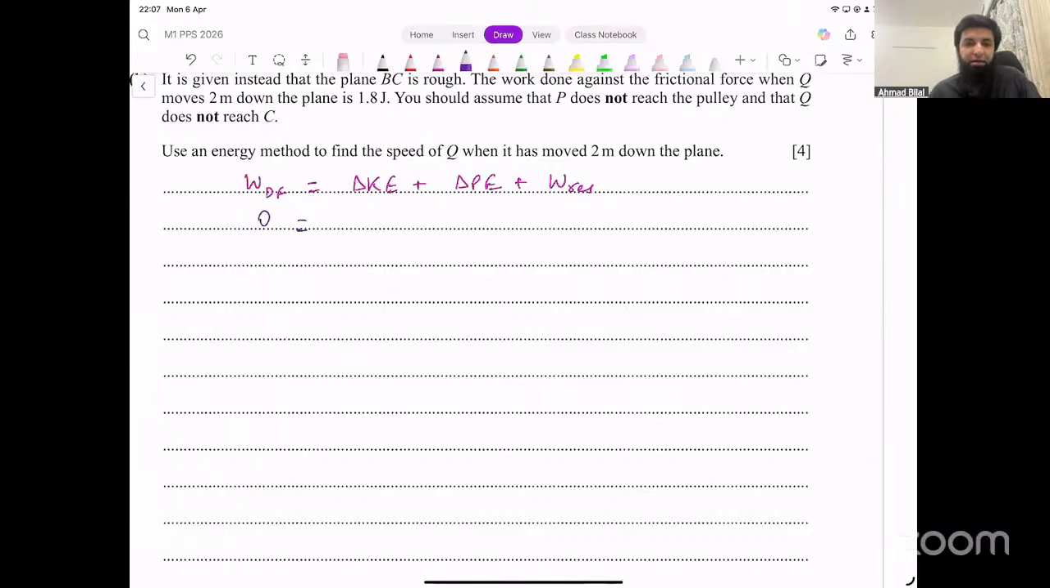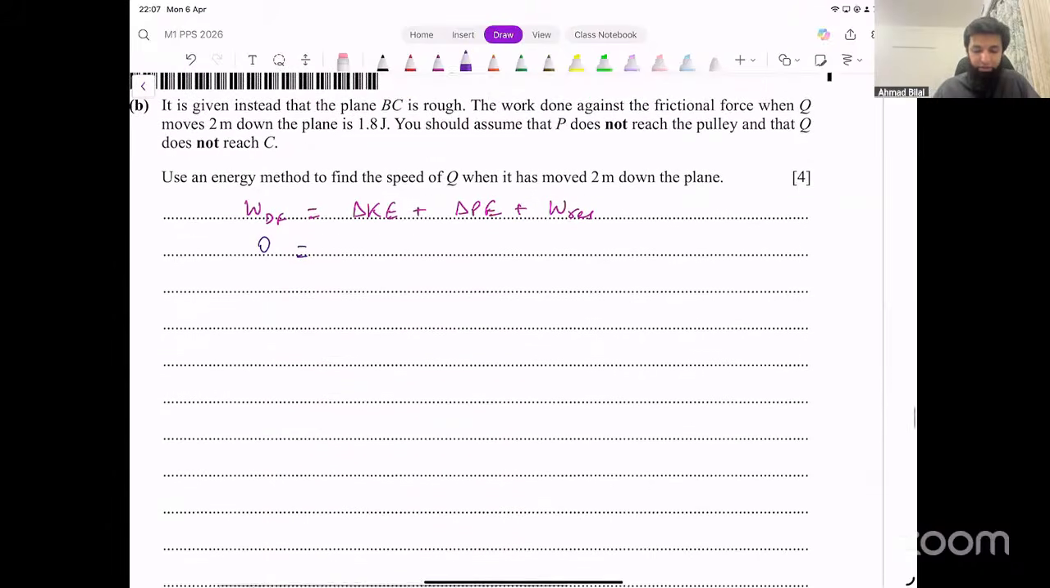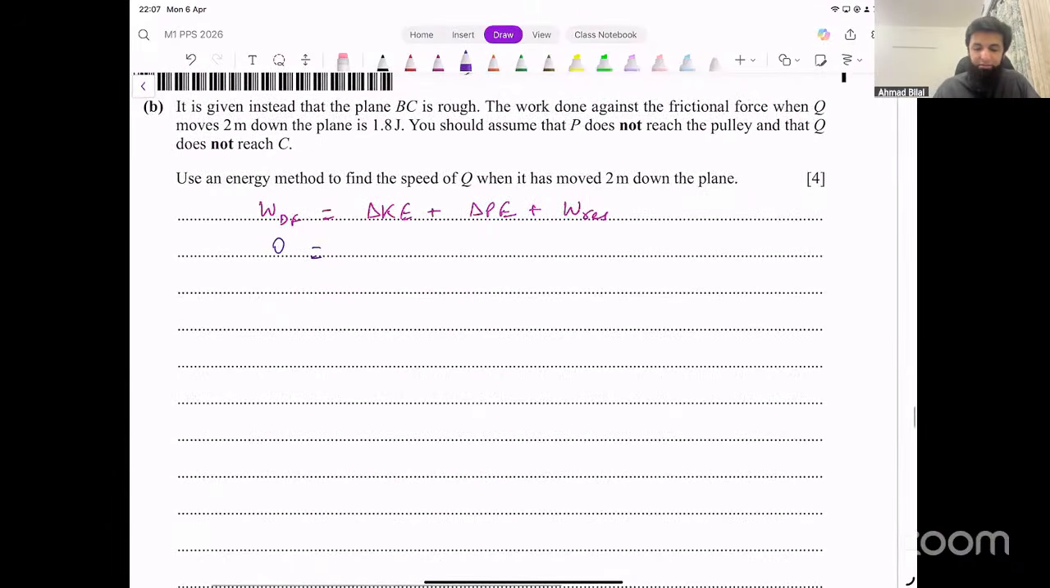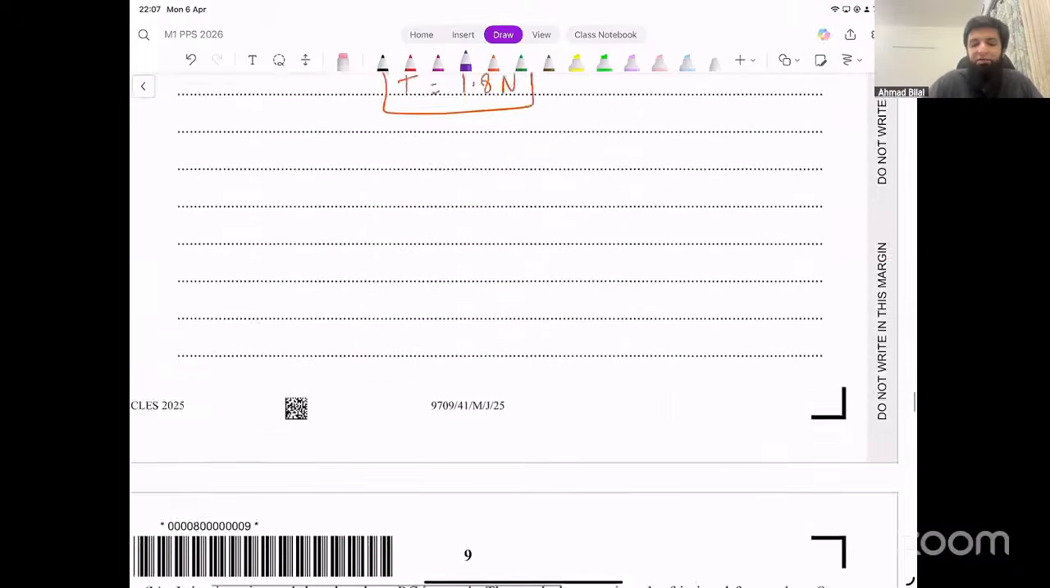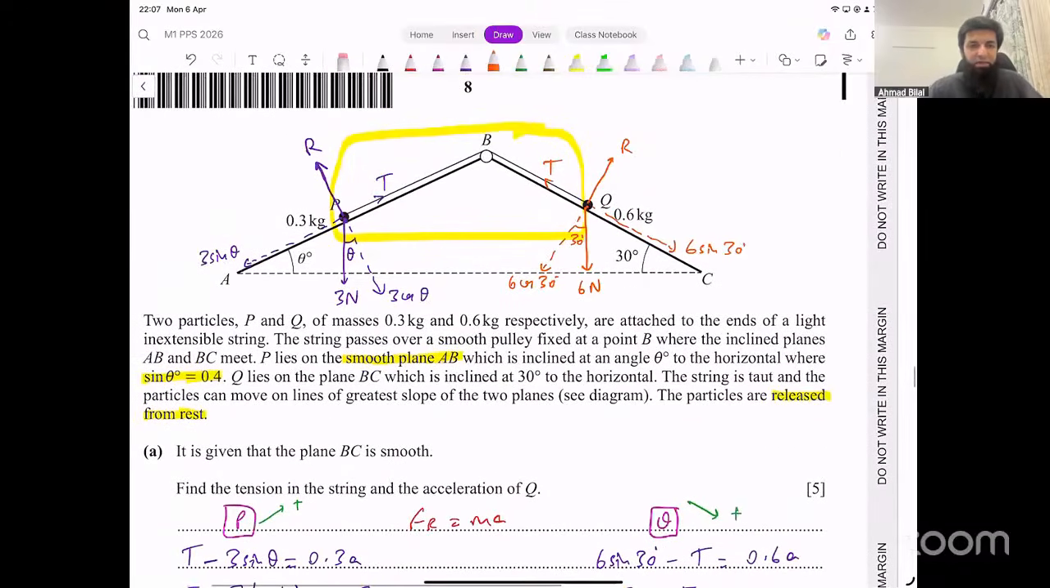Then what about change in kinetic energy? They start from rest. And we need to find the speed when the particles have moved 2 meters down the plane. So final speed you can say is v, initial speed is 0. So what's the change in kinetic energy? Half m into v squared minus u squared. Since both of them are moving at the same speed because they're connected by a string, we can consider both of them together. You can do them separately as well if you want, or do them together.